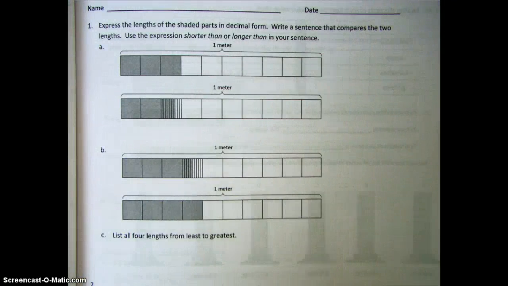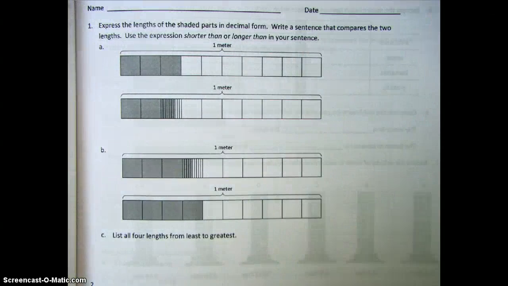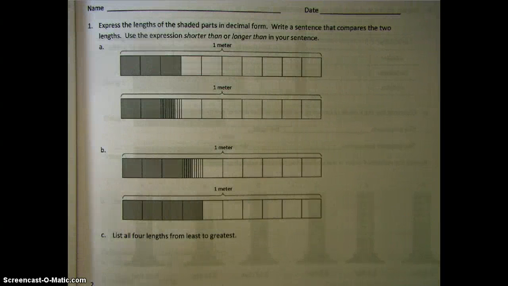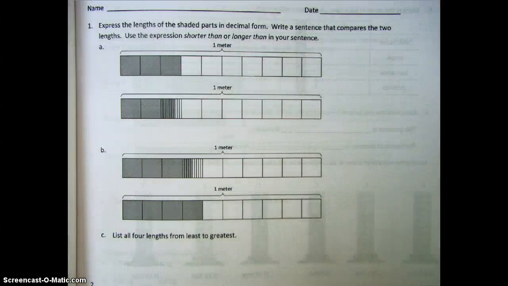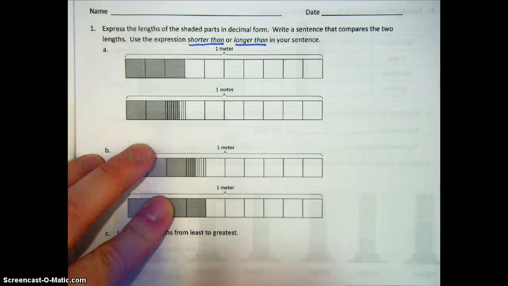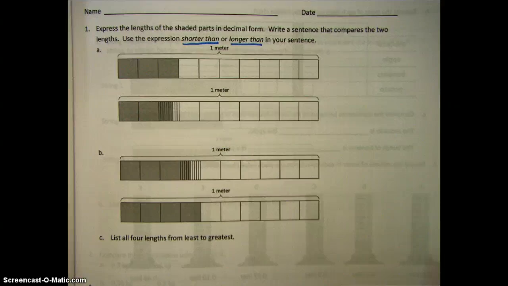Okay, so today we're going to be looking at place value chart and metric measurement to compare decimals and answer some comparison questions. Okay, so we're going to be looking at comparing decimals, comparing numbers. So again, we have to really take a look at place value here. So, starting off with number one, we're going to express the lengths of the shaded parts in decimal form. Then we're going to write a sentence that compares the two lengths. We're going to use the expression shorter than or longer than in our response instead of greater than or less than because we're dealing with measurement.